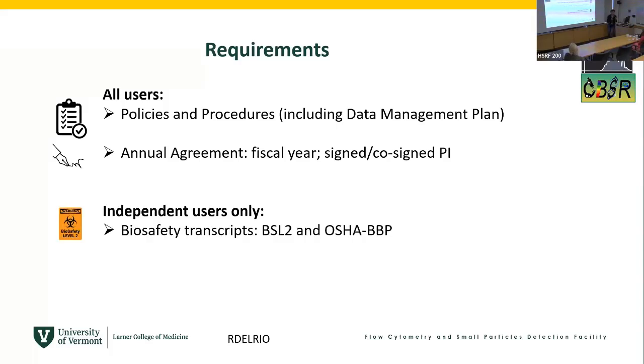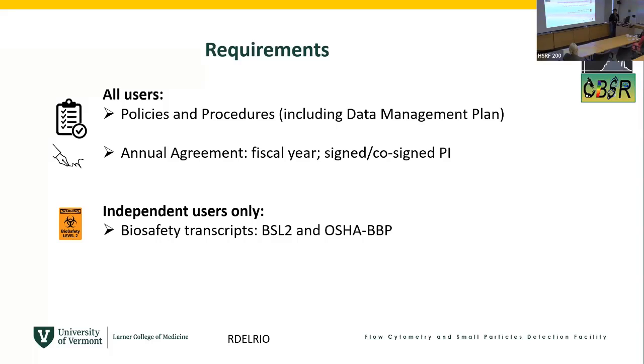If you are an independent user, meaning you want to use one of our 4 analyzers, then you will need to be up to date on the biosafety training, named BSL2, as well as the OSHA blood-borne pathogen courses. The first one is every 3 years, the second is every year. If you are not up to date, your access to the facility will be denied. I will send you a reminder, but please, this is something that you need to check.